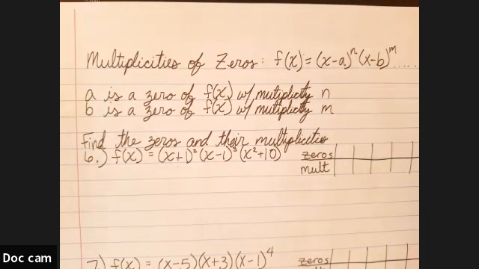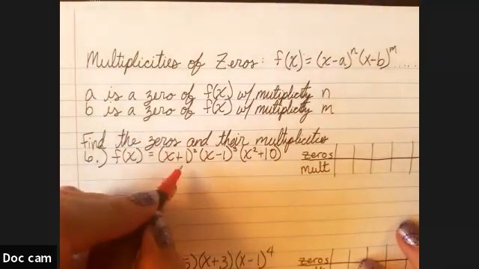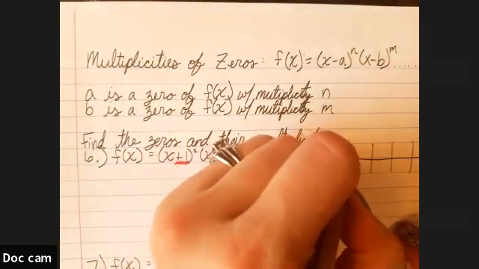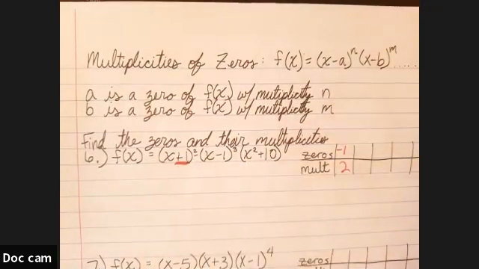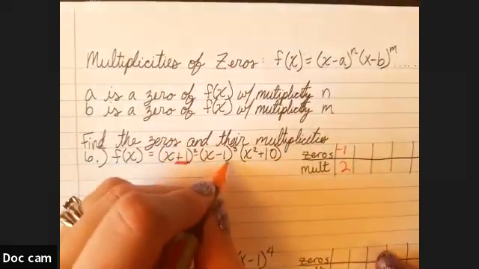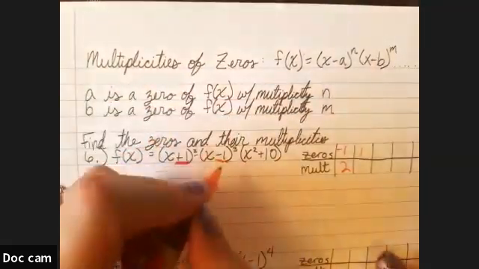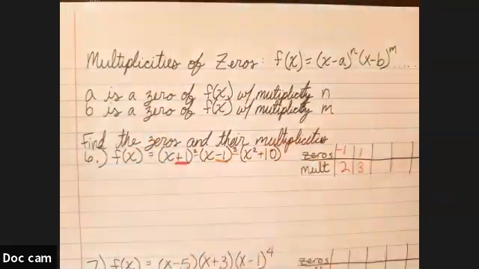Okay, so right here we have a 0 of -1 with a multiplicity of 2. Then we have a 0 of 1 with a multiplicity of 3.